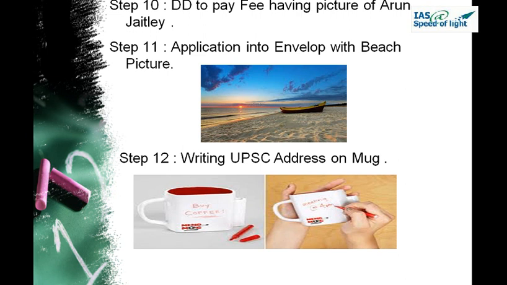Coming to the next step now, getting your DD with you and the completed application form. Now what you have to do is put these two things into an envelope. This envelope is unique, it has a beach picture. Again you have to see that envelope in your hand with the DD. One DD, having a picture of Arun Jaitley, and your complete application form, which you have just filled, now put in an envelope, and this envelope is having a picture of a beach.